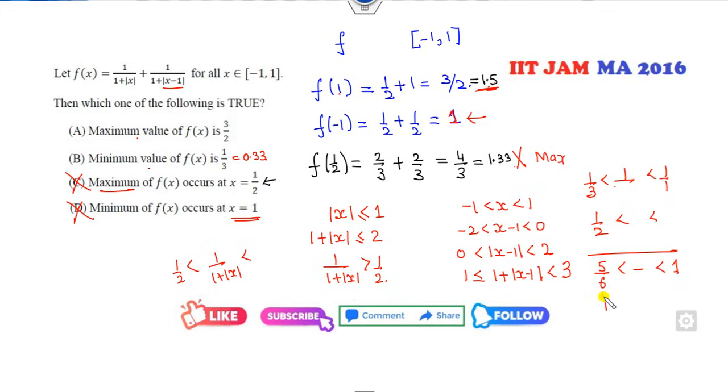So the minimum is occurring at 5/6, but he said this is cancel out. So the maximum value is occurring at 3/2. That's 1.5, the right answer of this problem.